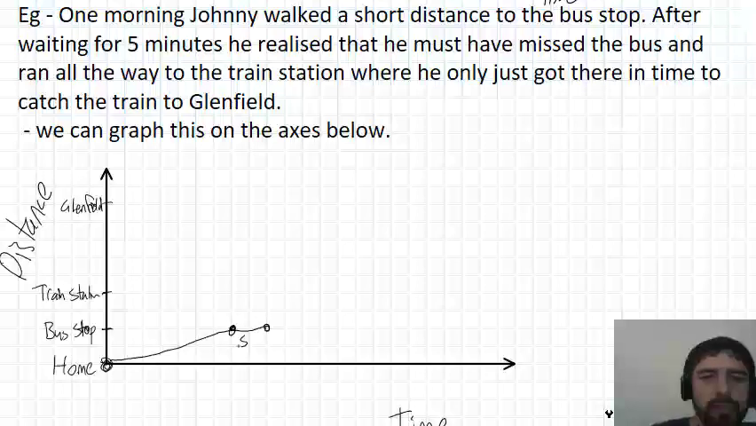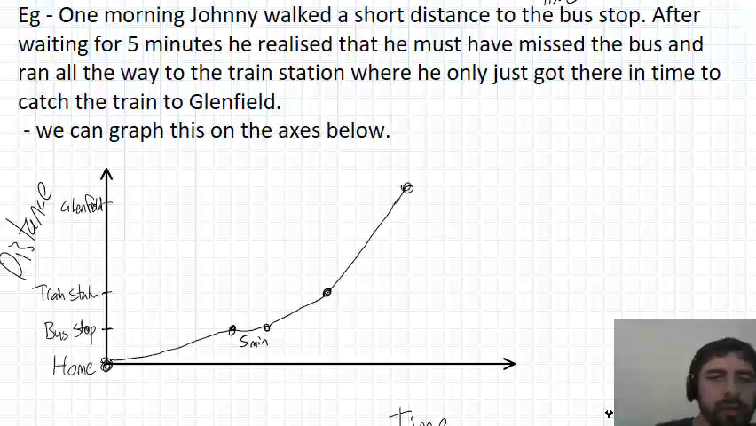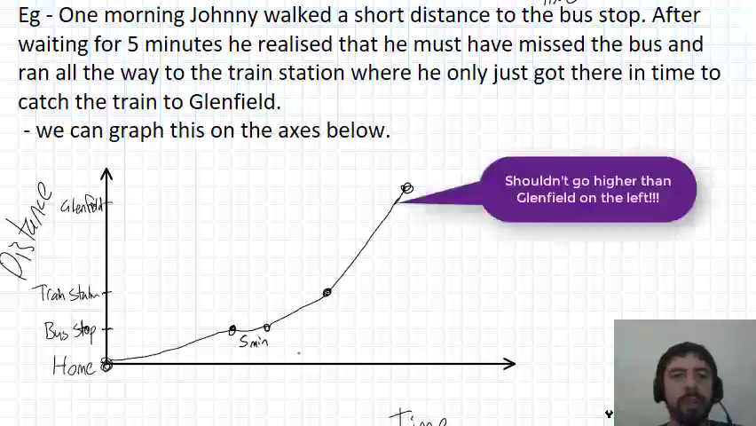He waits his 5 minutes before he realises he's got to hurry. So he runs as fast as he can. Well, that looks about the same speed as he was walking. Surely he can go quicker than that. To get to the train station. And then he just hops on the train just in time. And of course a train can move faster than he can run. And he gets to Glenfield.